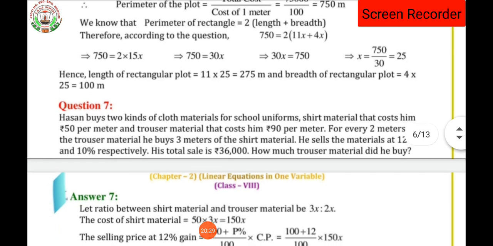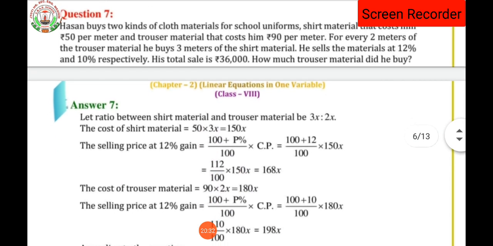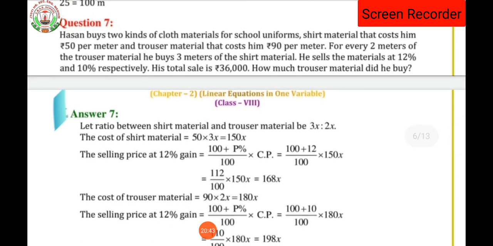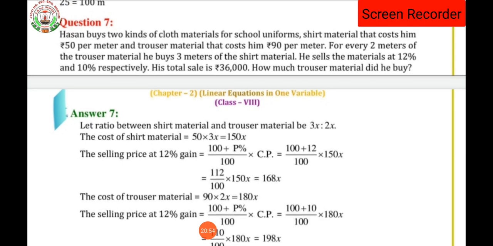Question number 6 is done. Now look at question number 7. Hassan buys two kinds of cloth material for school uniform. Shirt material that costs him rupees 50 per meter and trouser material that costs him rupees 90 per meter. For every 2 meters of the trouser material, he buys 3 meters of the shirt material. He sells the material at 12% and 10% respectively. His total sale is rupees 36,000. How much trouser material did he buy?